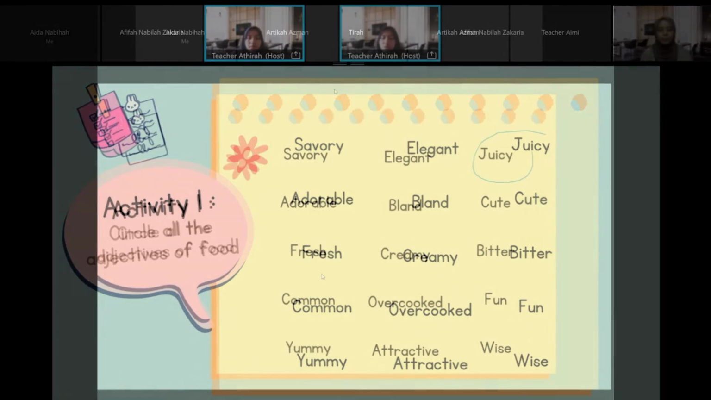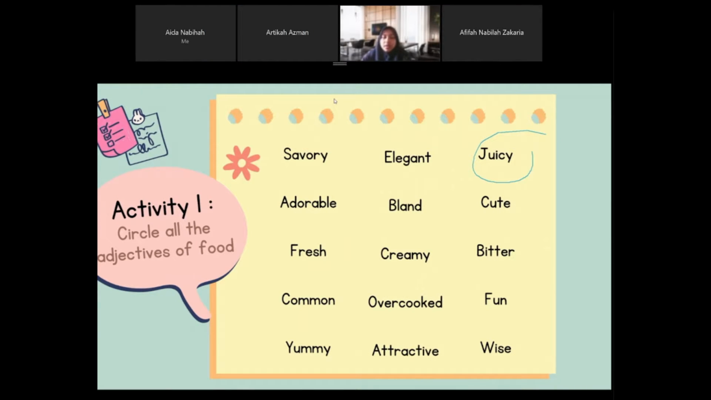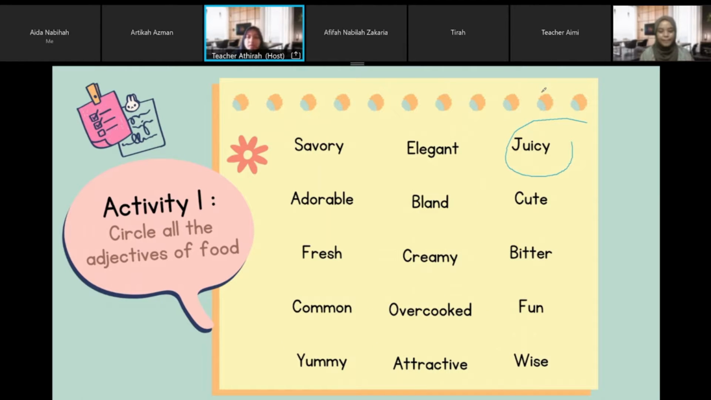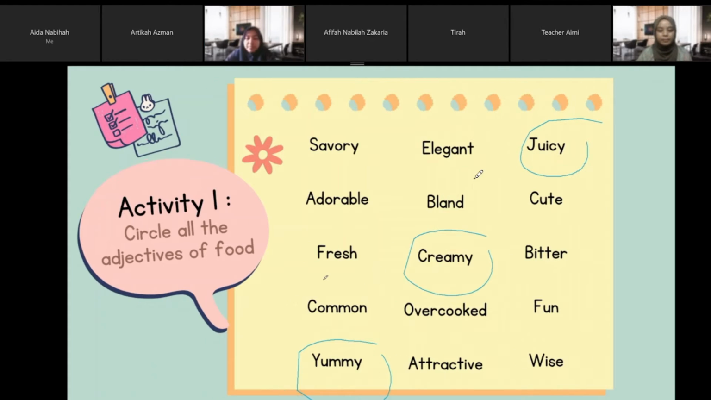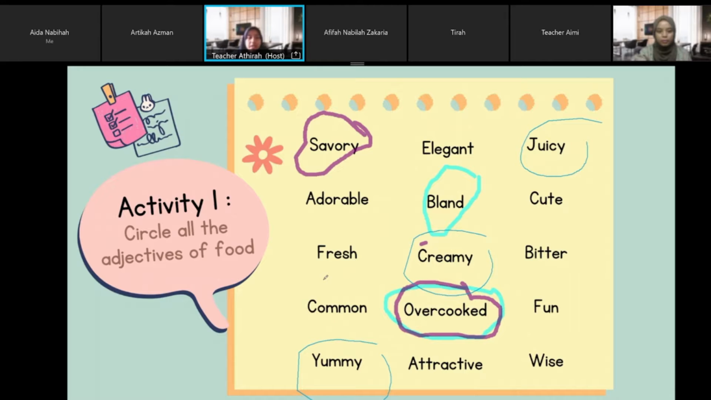Which one? I can see juicy. Ida said savory. Wow, that's correct. Yummy. Bitter. Creamy. What else do we have? Fresh. We have bland. After you've done, let's look at the examples. Are you done? Savory, I can see savory there. What else? Bitter. I think that's it.